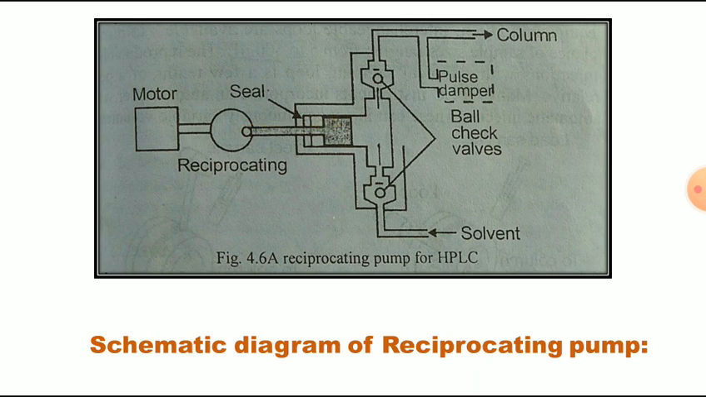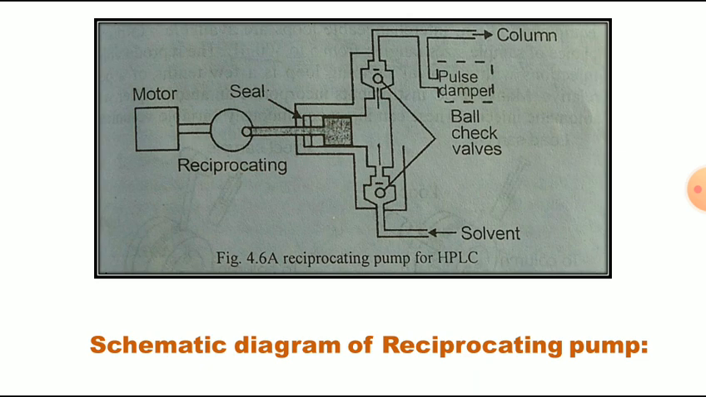From this side the solvent will go inside this chamber, and from this side it will go into the column. Here there will be a pulse damper. That means whatever excess mobile phase is passed by this pump will go into this pulse damper. And here, this one and this one, are the ball check valves. These are the actual components. Now we will see how it works.